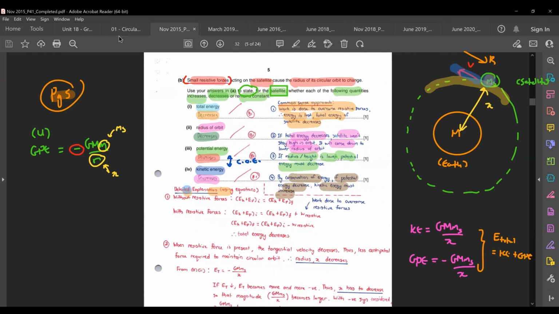The next one should be page what? We did page 5. Next one should be page 33.